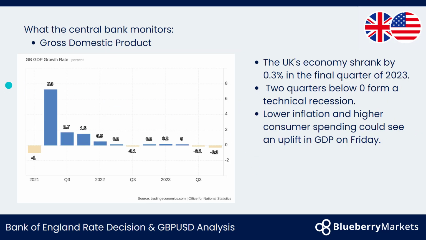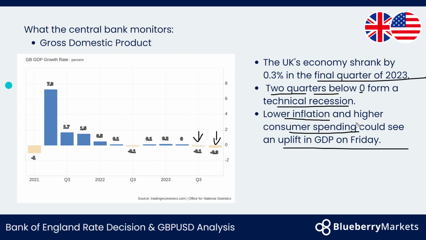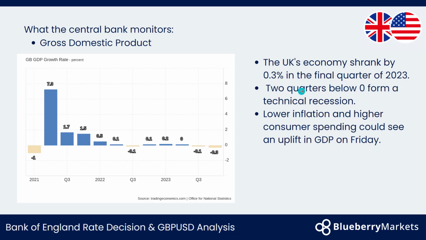Now, technically the UK was in a recession. We are expected to come out of that with the latest GDP announcement coming on Friday. We can see that we had minus 0.1% and minus 0.3% in the final quarters of 2023. Like I said, two quarters below zero technically form a recession. Lower inflation and higher consumer spending could be on the cards, and that could lift GDP on Friday.